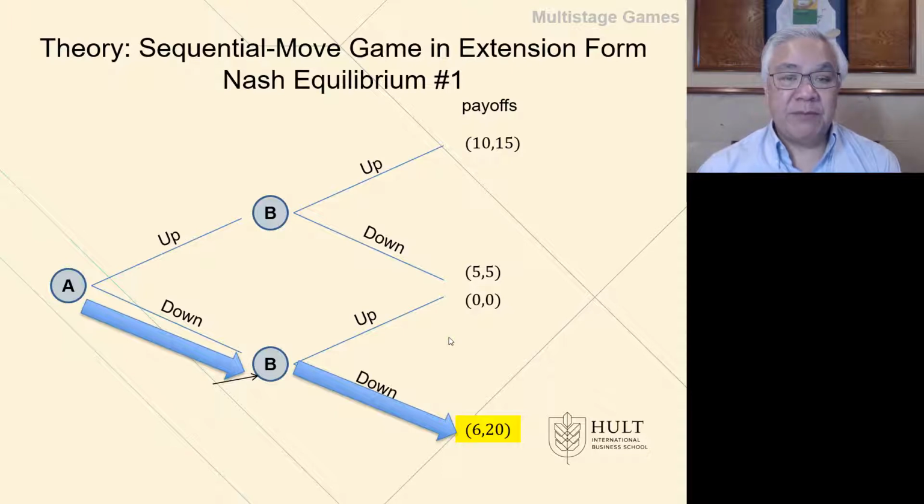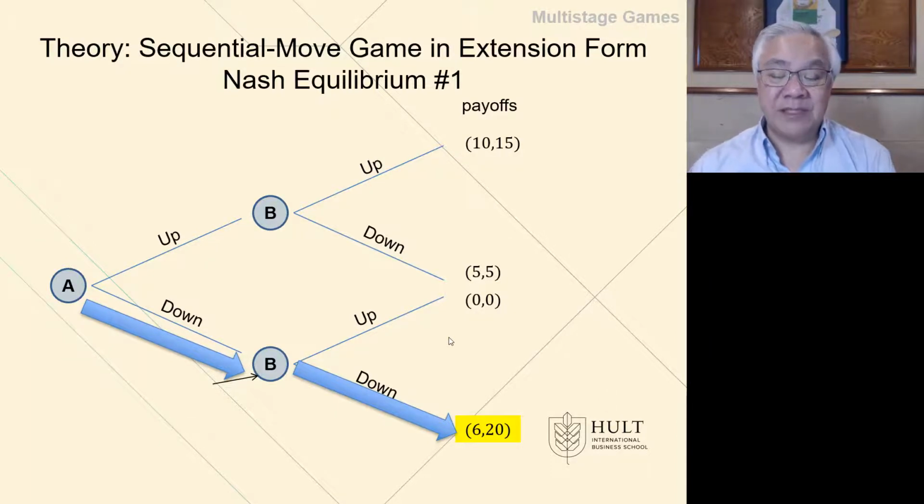So the choice that B would make if A had already made the move of going down is pretty clearly to also go down, because in that scenario, B would get 20 compared to getting 0 if they went up. So this is a Nash equilibrium that exists for A going down. B would also go down to be at a point of 6 and 20, because neither party wants to go to 0. So both are happy with their respective 6 and 20.